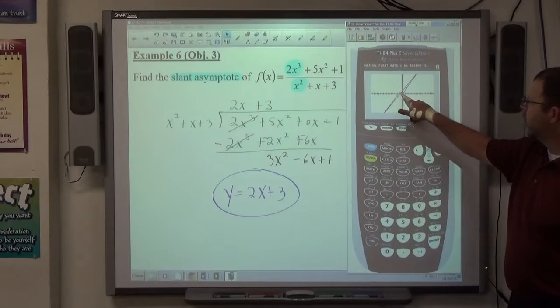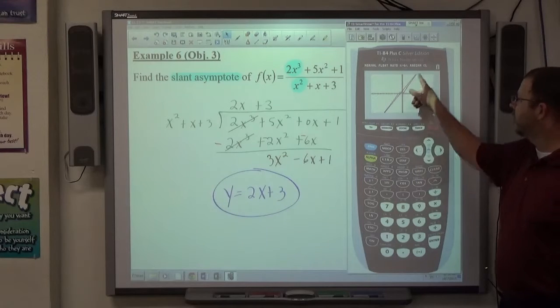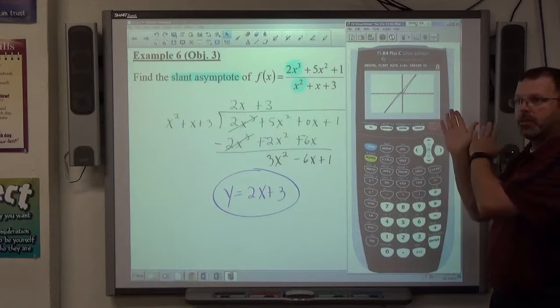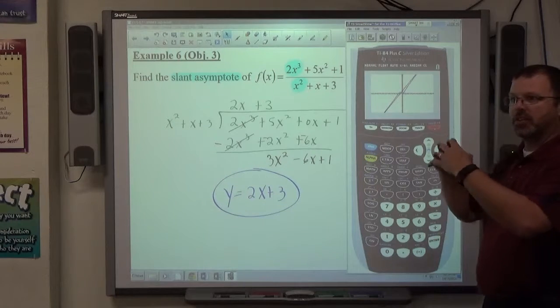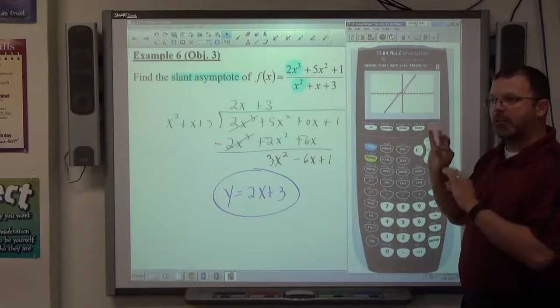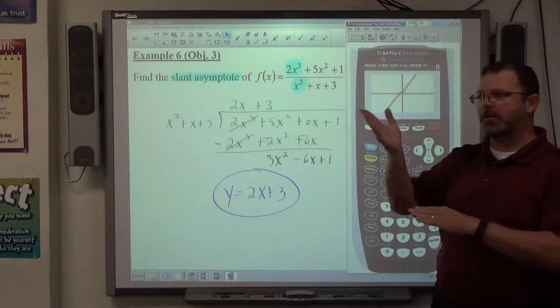Notice near 0 it crosses the slant asymptote. Again, it's allowed to cross around 0. As you get towards infinity, the line and the graph should resemble each other. Because again, the only difference between the line and the graph is that remainder. As x gets bigger and bigger and bigger, that remainder is getting closer to 0. So the line and the graph are almost the same graph at that point. So that's all it's doing for us. It's giving us a boundary for that graph.